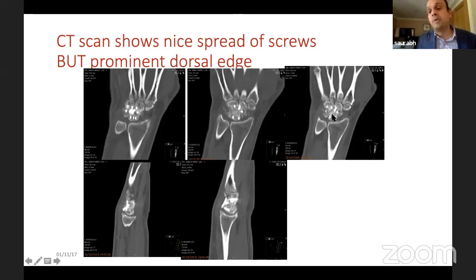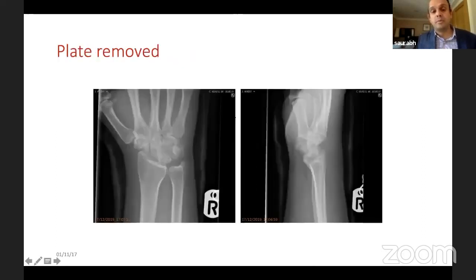And obviously before you take your plate out, you do a CT to see healing also. You can see it's all one lump of bone now. So we took the plate out and his pain went away. And obviously at the time of surgery, the dorsal rim of radius had huge lipping osteophytes. So no wonder he was suffering.